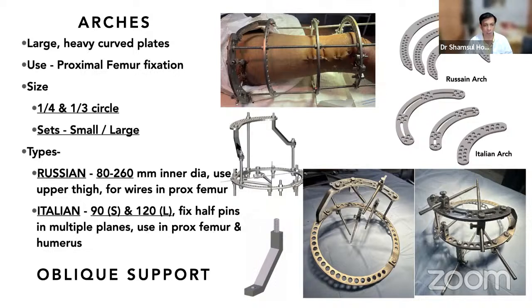Then we have these oblique supports that connect the arches with the rings. We should use this oblique support very meticulously. If you want to just fix, you can use oblique support. If you want distraction transport, you can use hinges with the rods. These are the different connections you can see with the arches and the oblique support. Different types you can use.